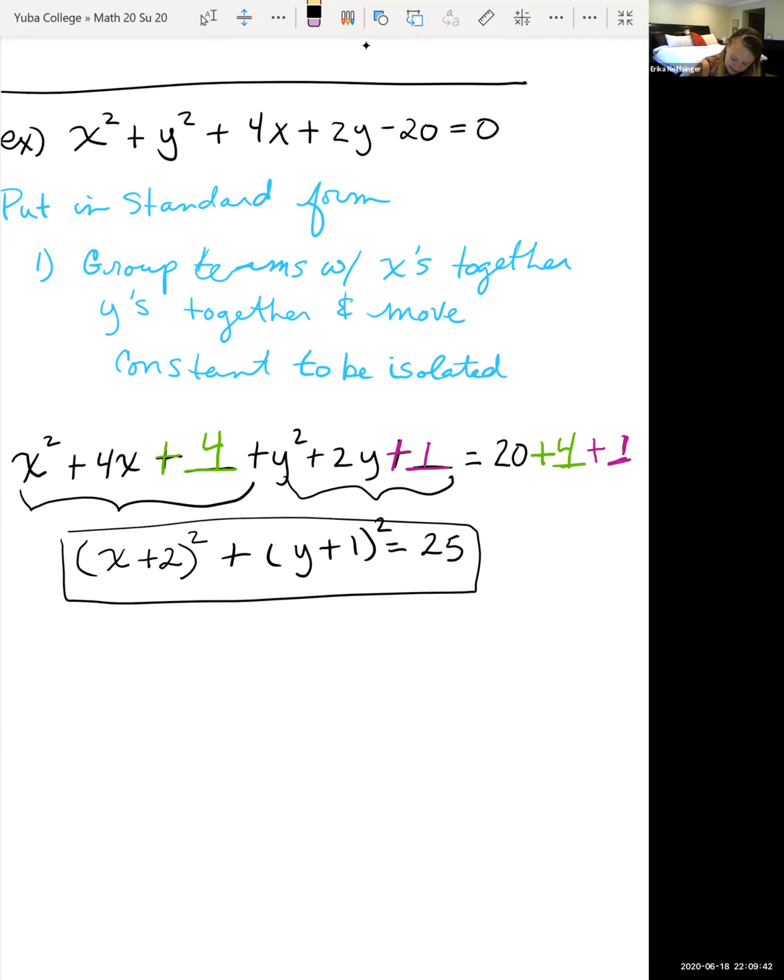So maybe I can add this in here, number 2, complete the square on x and y terms.